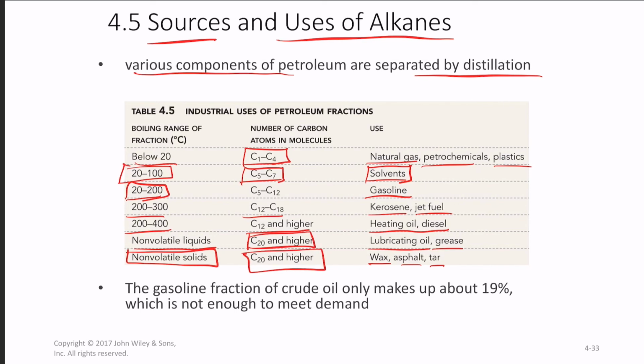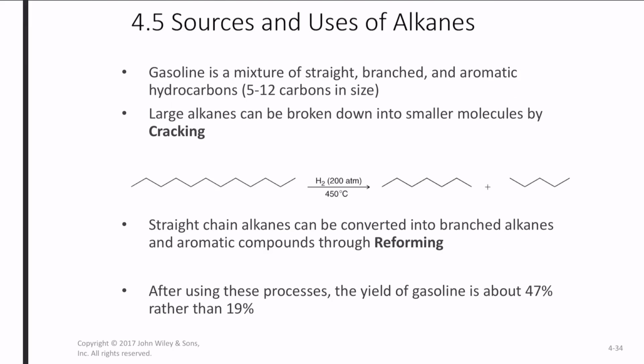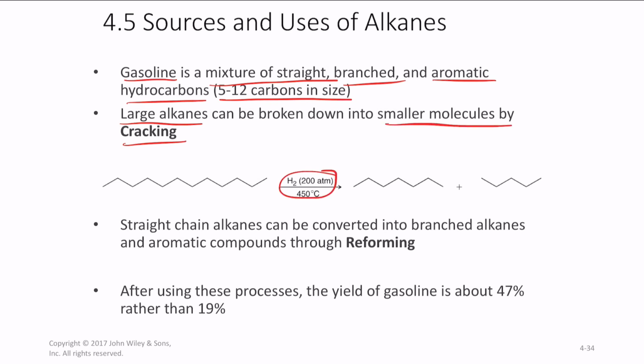So the gasoline fraction of a crude oil is generally about 19%, which is generally not enough to meet the demand. So one way of increasing the gasoline fraction is by using a method called cracking. So gasoline in general is a mixture of straight, branched and aromatic hydrocarbons which have about 5 to 12 carbons in size. So the large alkanes can be broken down into smaller alkanes by the process of cracking. Cracking is also a process of hydrogenation where you add hydrogen at high temperatures and high pressures. So at that temperature, a long chain carbon splits into smaller chain carbons.